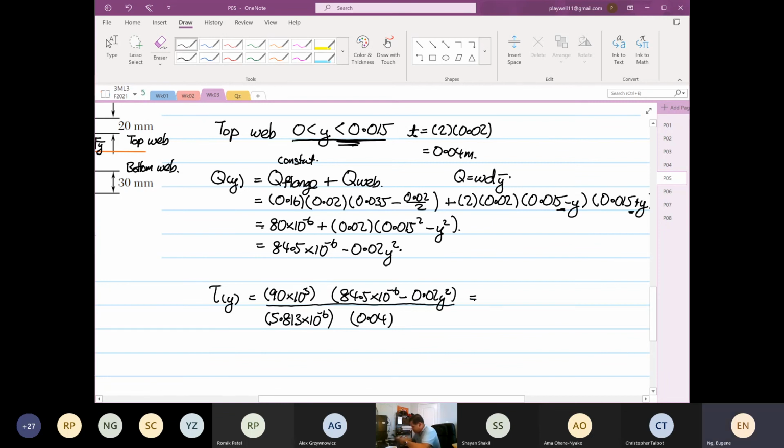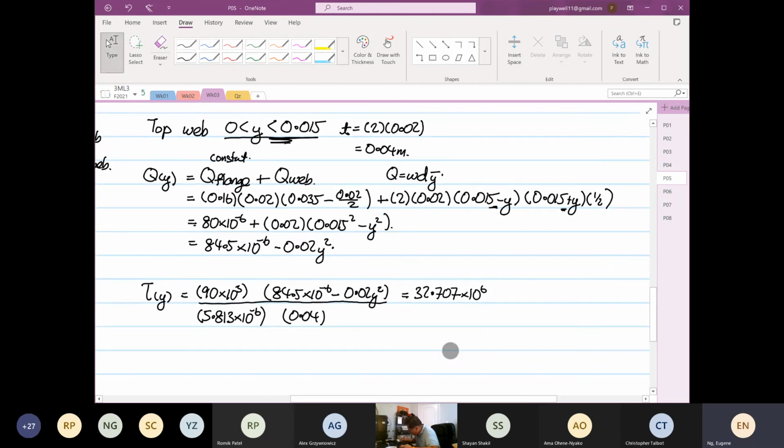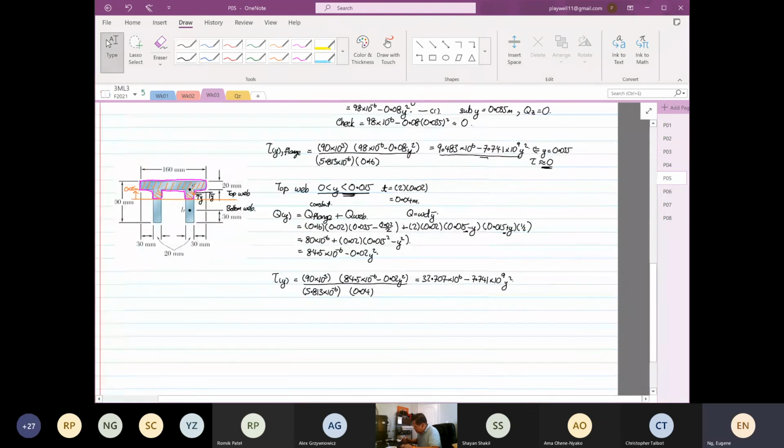So this will be equal to 90 to the power 3 times 84.5 to the power minus 6 over 5.813 to the power minus 6, divided by 0.04. It's equal to 32.707 times 10 to the power 6. Okay. And then minus, divided by 84.5 to the power minus 6 times 0.02, 7.741 times 10 to the power 9, y squared. Okay, so that is for the top.